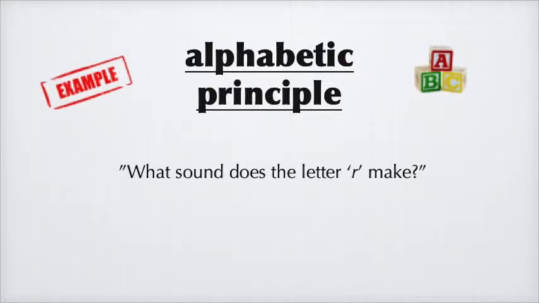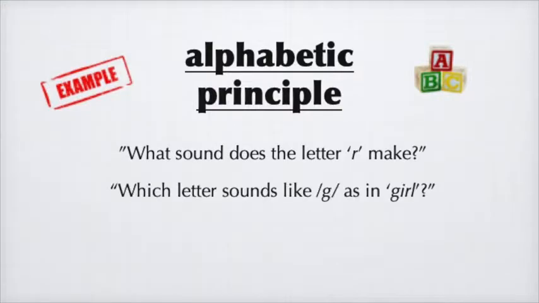Imagine asking a young child this question. If the child can correctly make the R sound when asked what sound the letter R makes, then he or she has probably grasped the alphabetic principle. But the alphabetic principle has to be understood in both directions, not just letters to sounds, but also sounds to letters. So if you also ask the child, which letter sounds like G as in girl, he or she should be able to name or point to the letter G if they have an understanding of the alphabetic principle.